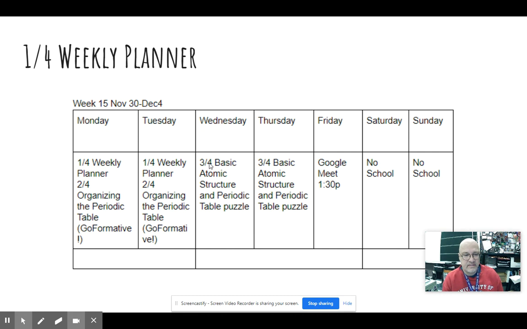The Google Meets are AA31 ICP for the class meets, and the Libby office hours for the office hours that are 2:30 to 3:20. So we have one thing to do today, organizing the periodic table and the Go formative. And then on Wednesday, we have the basic atomic structure and periodic table, and that's it. At home, we have a periodic table song to listen to and some questions about the song.